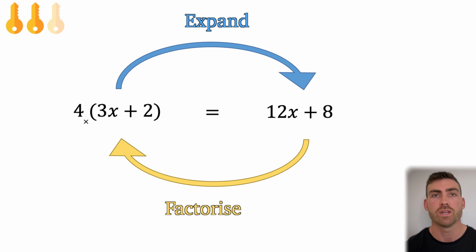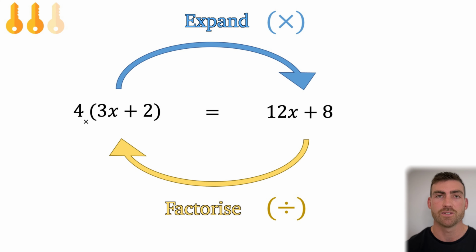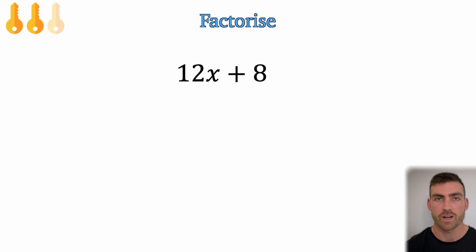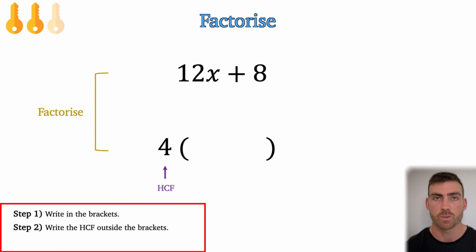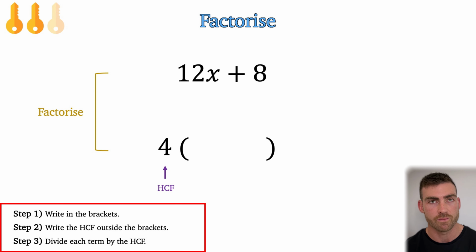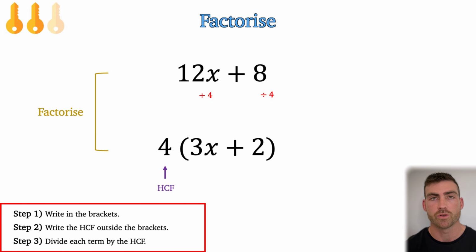If expanding, we need to multiply, and factorizing is the reverse. Can you guess the operation you need to complete to factorize? Yes, divide. Therefore, to factorize, step 1, write in the brackets. Step 2, write the highest common factor outside the brackets. Step 3, divide each term by the highest common factor. First, dividing 12x by 4, this equals 3x. Next, positive 8 divided by positive 4, this equals 2.